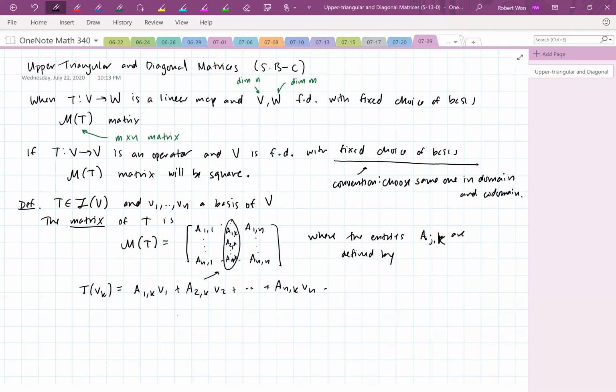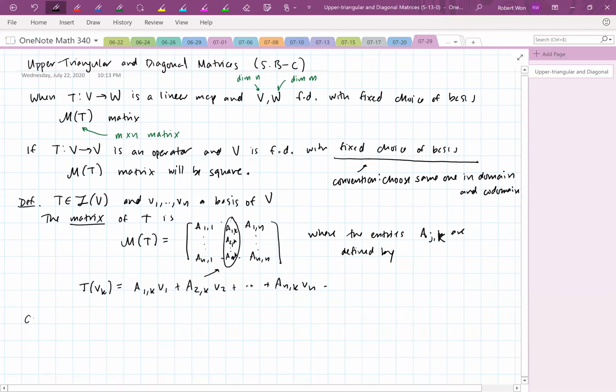Okay, so nothing here is new, but that doesn't mean it's not worth saying. And of course, convention, if V equals Fn and no basis is specified, you assume you use the standard basis. Okay, the point being, we're talking about operators, so we'll talk about square matrices.